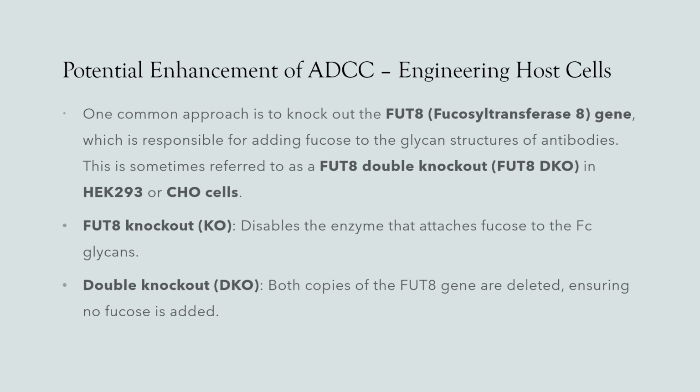So the strength of the interaction between the sugar, the glycan structure, and the antibody is dependent upon that fucose. If the antibody has fucose in its glycan, then it's weakly bound to the receptors. But if the antibody is afucosylated, it binds much more tightly, and it has a stronger immune response, and it's better at destroying target cells.